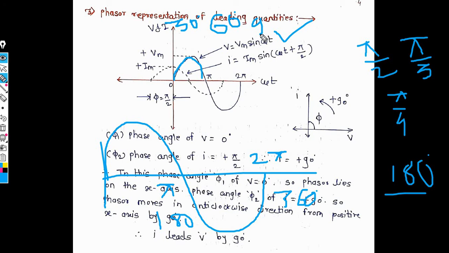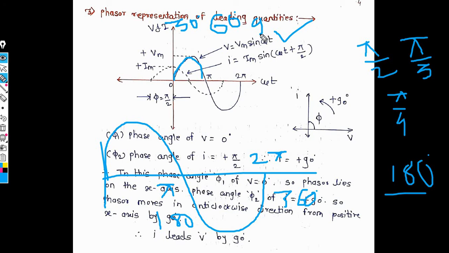Then after 180 degrees, that is 210, 240, 270, 300, 330 and 360. These angles are divided in steps of 30, that is 30, 60, 90, 120, 150, 180, 210, 240, 270, 300, 330 and 360. These are the angle variations with respect to half cycle and full cycle.